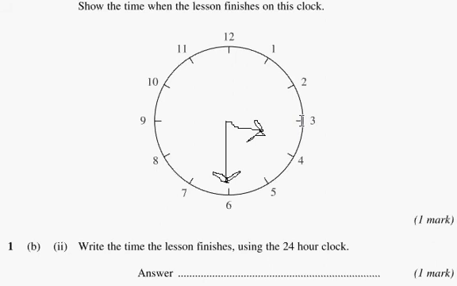Our hour hand is in between 3 and 4, so we would write that as 3 because 3 o'clock has started and it is not yet 4 o'clock. We then write a colon to separate the hours and minutes, and then we look at the minute hand.